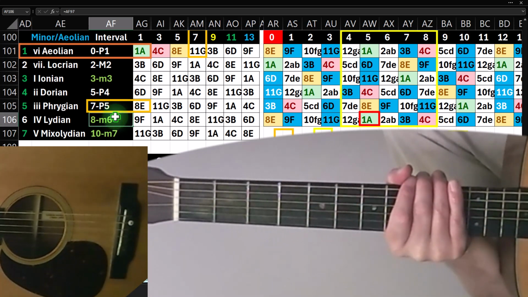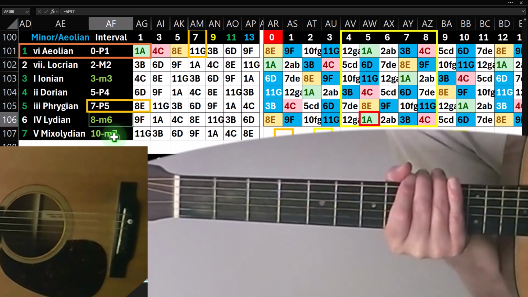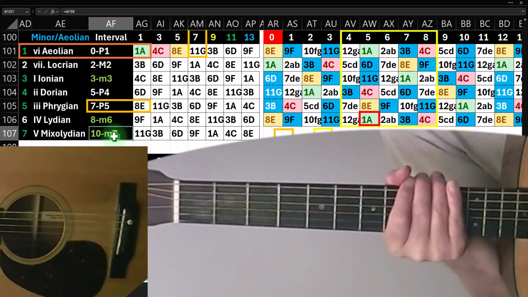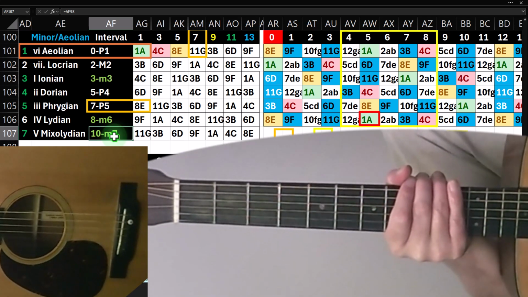And then we flattened the sixth, 8 notes away, a minor sixth instead of a major sixth, and a 10 notes away, a flattened minor seventh instead of an 11 notes away major seventh. So that's the general idea.